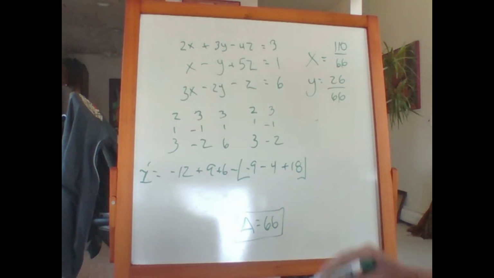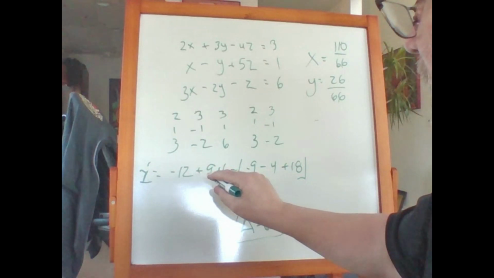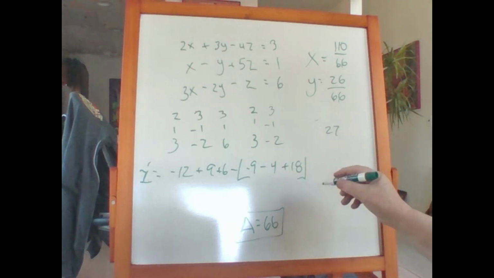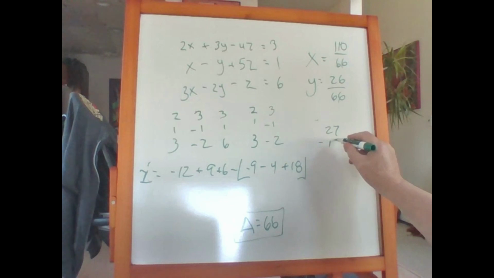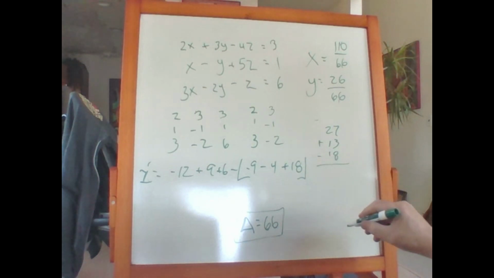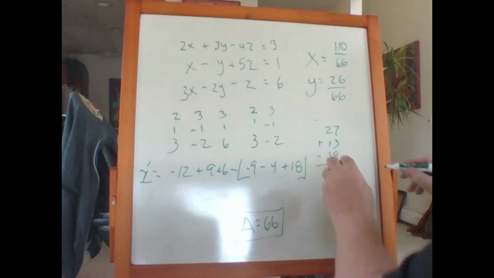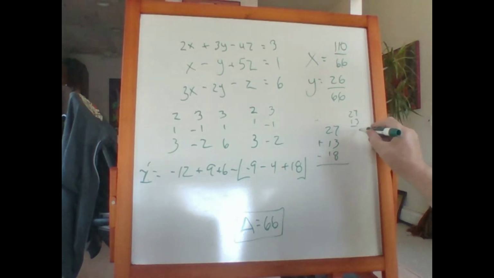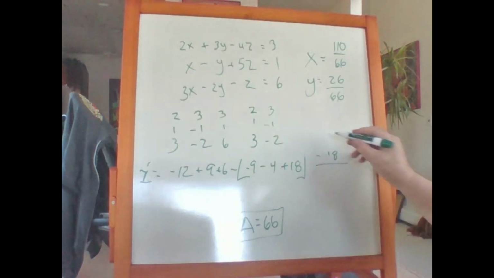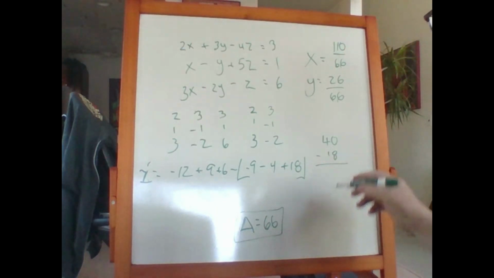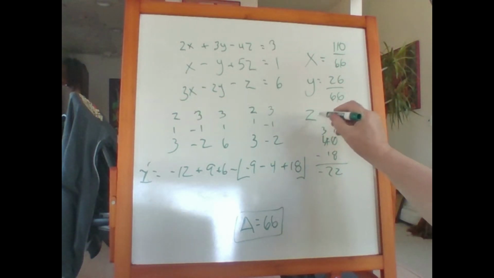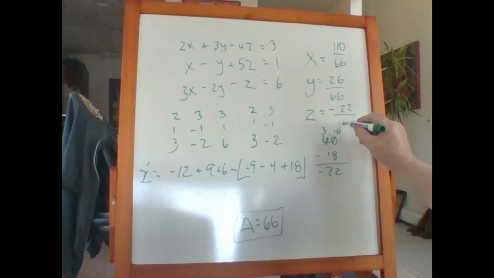And now we just do our addition. So this is 21, 27. That's 27 minus 13 plus or plus 13. And minus 18. Okay, so we got 27 and 13 is 40, minus 18. 40 minus 18, that's 22, minus 22, so z equals minus 22 over 66.